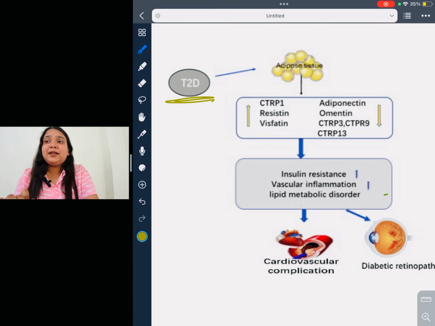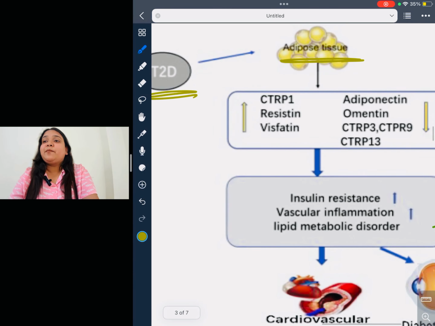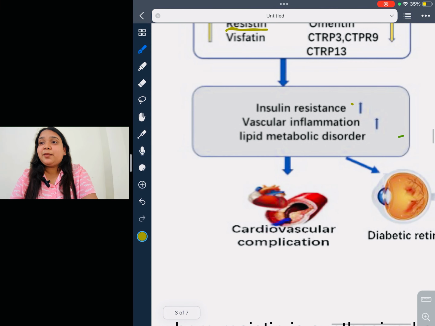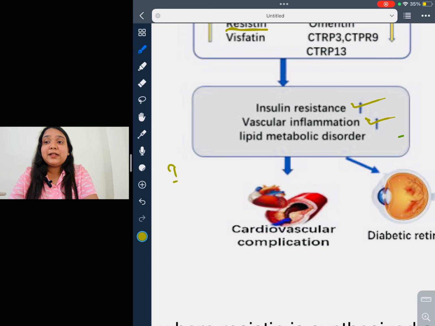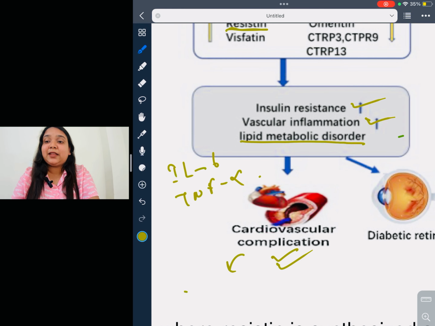So to be clear, let me explain a bit over here also. In a patient with type 2 diabetes, the adipose tissue has a high amount of resistin and a low amount of adiponectin, which can lead to insulin resistance in a patient. The patient can have vascular inflammation due to interleukin 6 and tumor necrosis factor alpha. And one very important thing here is that we can have lipid metabolic disorders, which can cause cardiovascular complications like atherosclerosis.